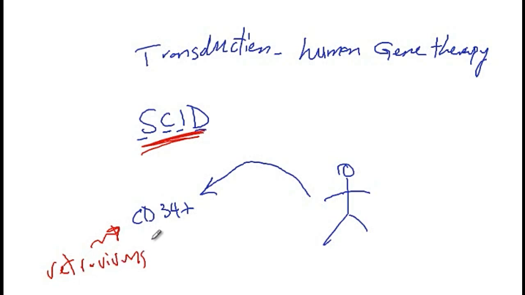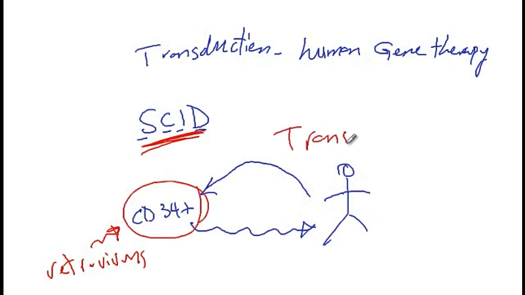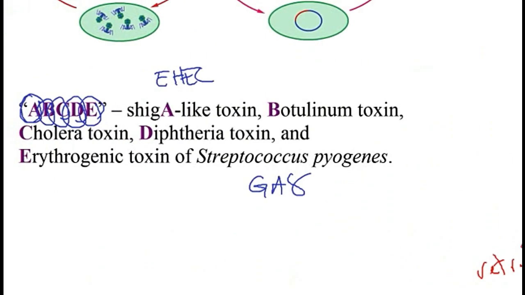So therefore, the gene would be incorporated into the bone marrow, and these bone marrow are then transfused back to the patient. So therefore, bone marrow are transduced. So transduction is the other terminology that is used in human gene therapy.